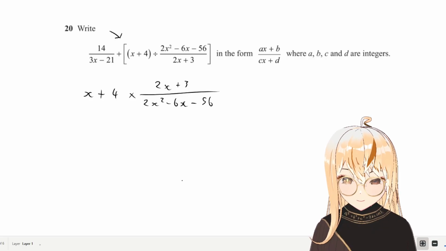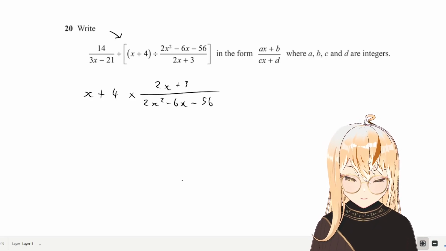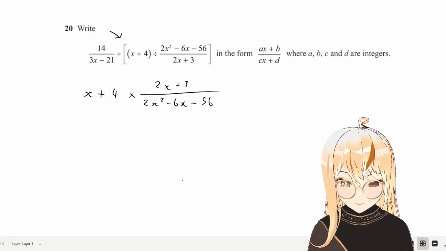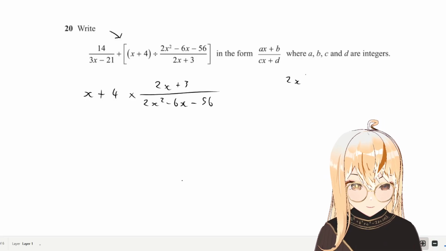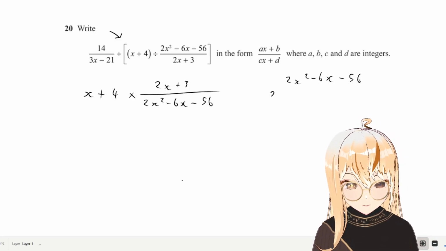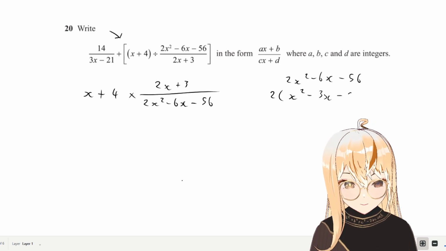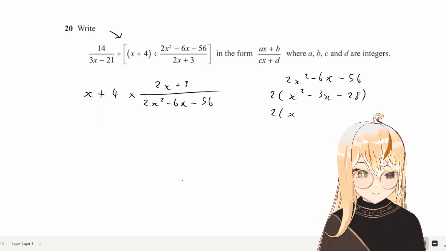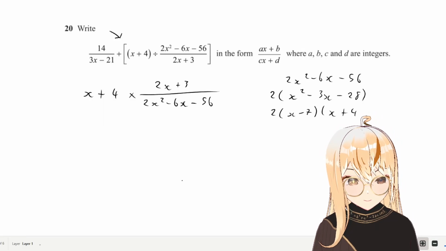And so we can see that we have a quadratic on the bottom, which we want to simplify. And yeah, it is pretty hefty. Let's just do that on its own on the side. So 2x² - 6x - 56. We can take out a factor of 2 here, because everything's divisible by 2, and then we can simplify it easier that way. So we've got (x - 7)(x + 4).